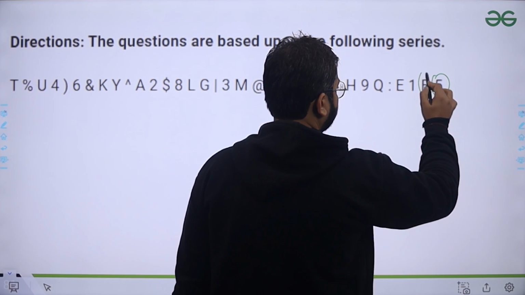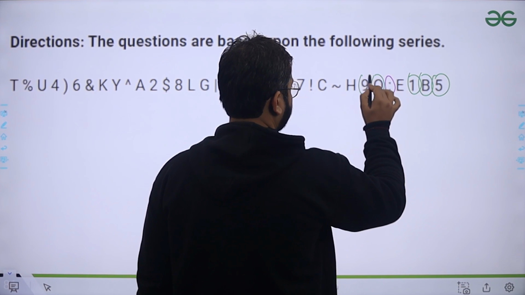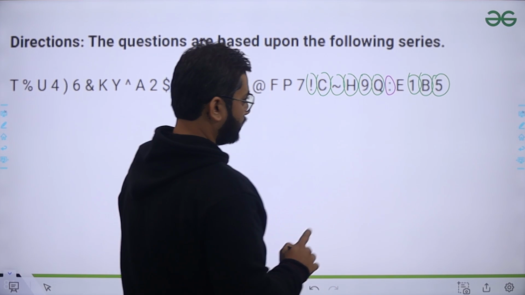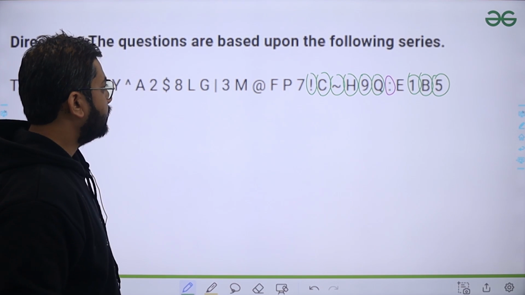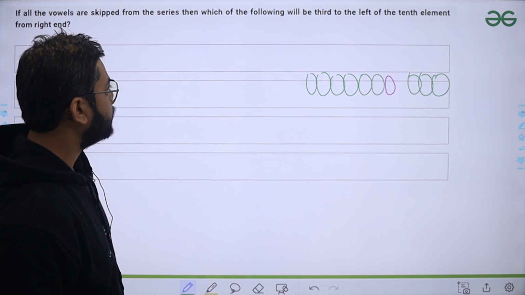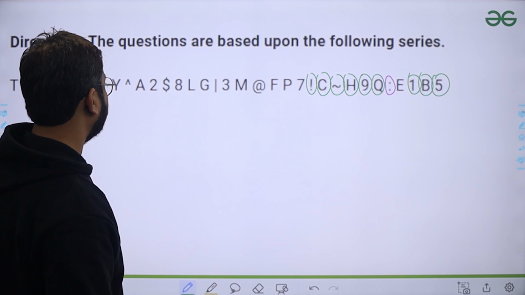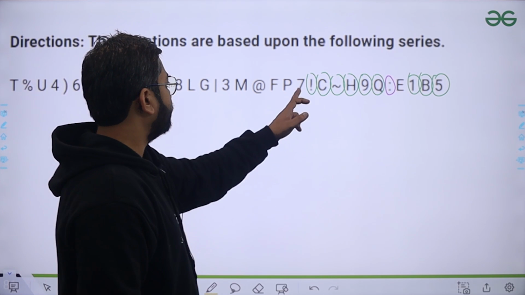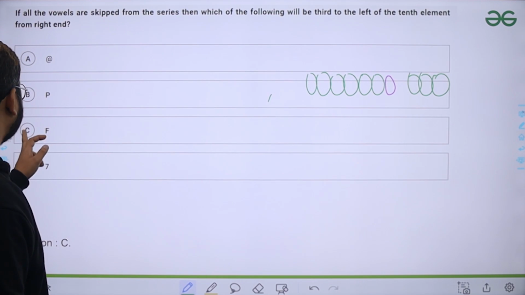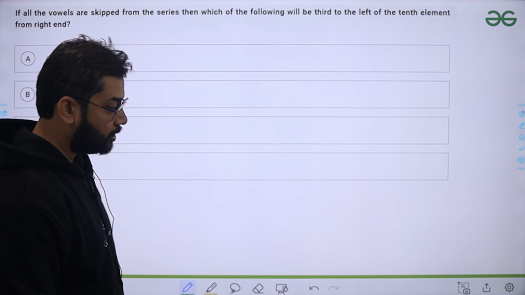1, 2, 3, this one is dropped. 4, 5, 6, 7, 8, 9, 10. All vowels have dropped. From the right end we have got the 10th, and then third to the left. So, third to the left from here: 1, 2, 3, F. F is the answer. Easy questions are these.